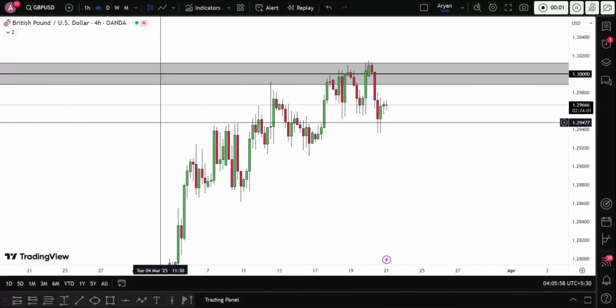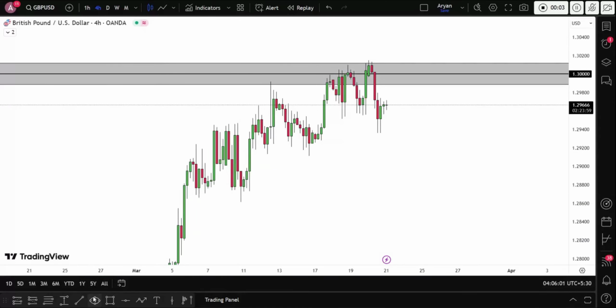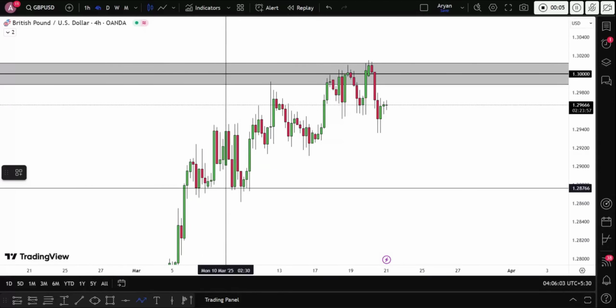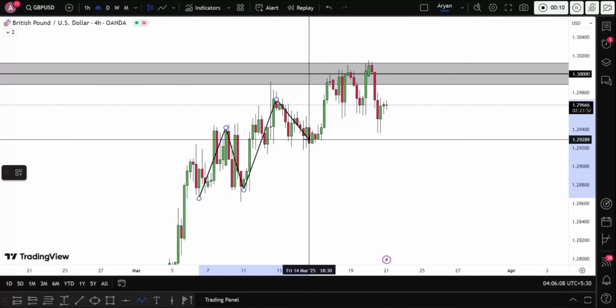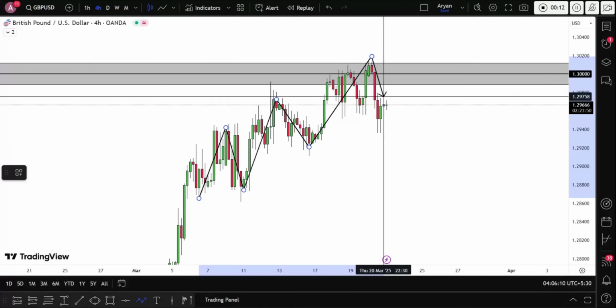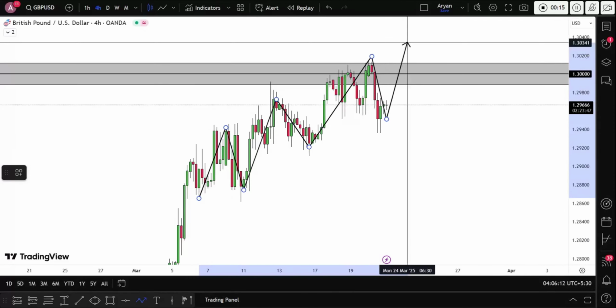So GBPUSD is going to an uptrend right now. See, this is the higher high, higher low, higher high, higher low, higher high, higher low. Now we are looking for a new higher high. Okay.